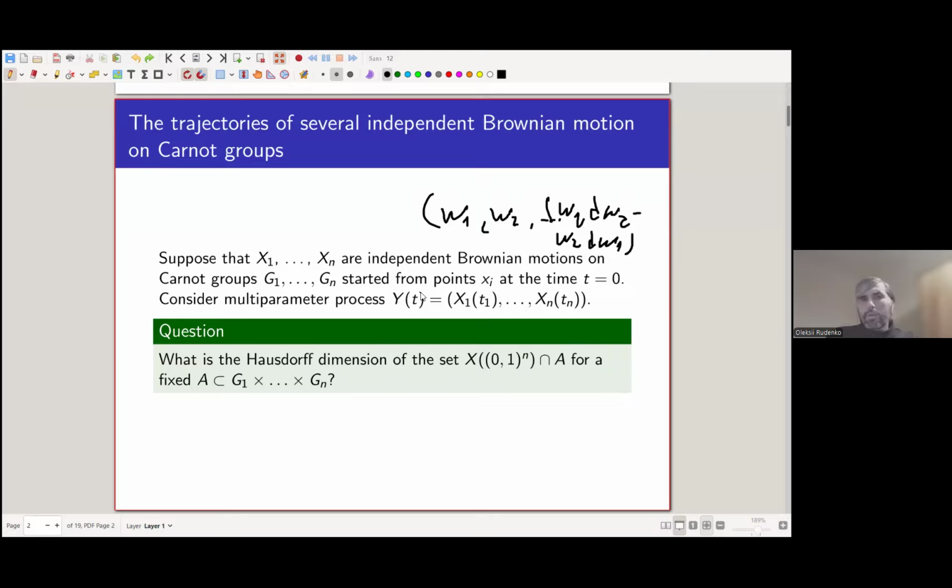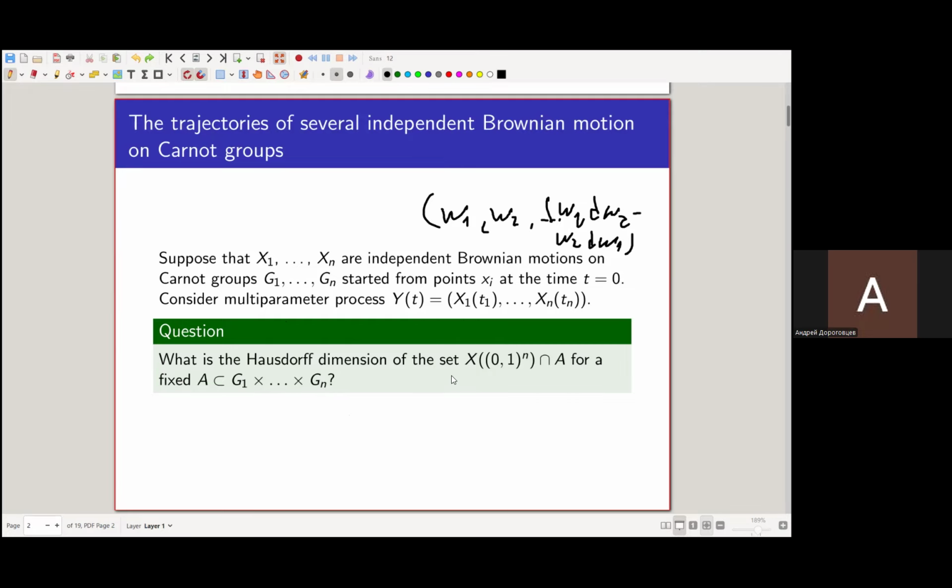I am interested in a situation when I have several independent such processes, and I look at what happens with the joint trajectories, in the sense of what happens with the Hausdorff dimension of their intersection with some set. Of course, this is way more general. In this talk, I will talk mostly about situations when this set is a submanifold, some smooth surface in this space, which can be considered as just Euclidean space. A Carnot group can be considered as a Euclidean space.